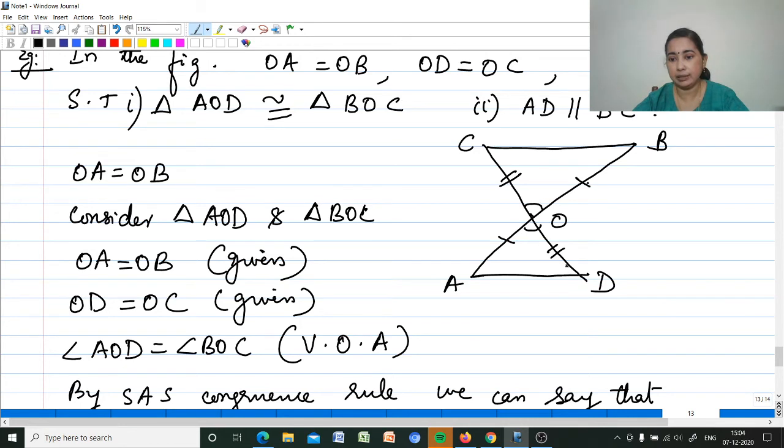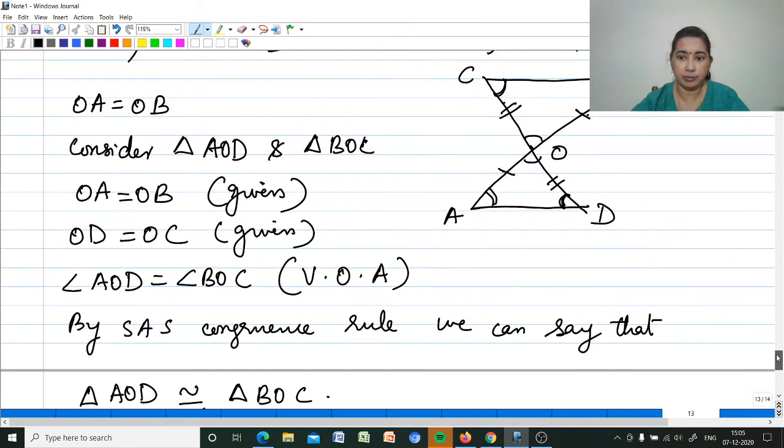So we can say that this angle will be equal to this angle, and also these two angles will be equal, because this side and this side are the same. Opposite to this side is angle C. Opposite to OA is angle D. So we can say that angle C will be equal to angle D. In the same way here also, opposite to OC is angle B and opposite to OD is angle A. Those two angles also will be equal.